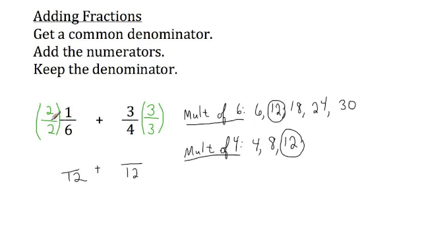For the first fraction, I get 2 times 1, which is 2, and 2 times 6, which is 12. In the second fraction, I get 3 times 3, which is 9, and 4 times 3, which is 12. Again, I have not changed the value of these two fractions, I've just changed the way they look. This has allowed me to get a common denominator. At this point, the rest of the process is very easy. I simply add the numerators. 2 plus 9 is 11. And then I keep the denominator, which is 12.